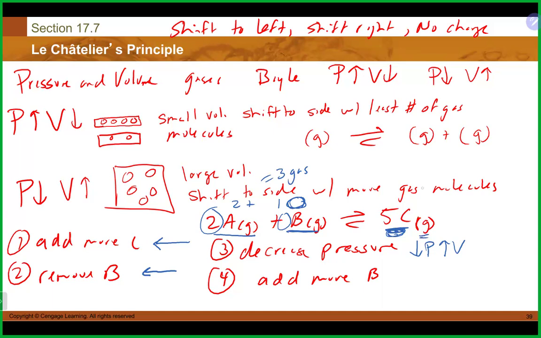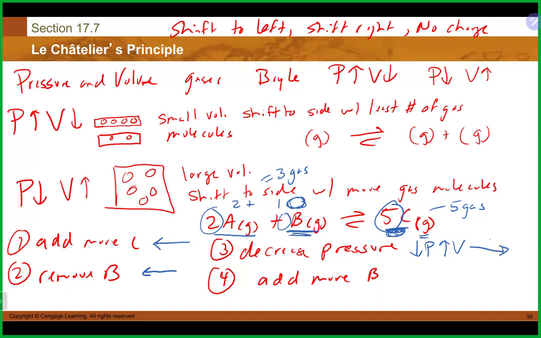This is a gas molecule. Obviously, the coefficient is 5, and that would give us 5 gas molecules on the product side. So since we need more gas molecules in this reaction, and more gas molecules is on the right-hand side, it would shift to the right. Now, that is dependent on the reaction, so you have to count and see which side has more or less.